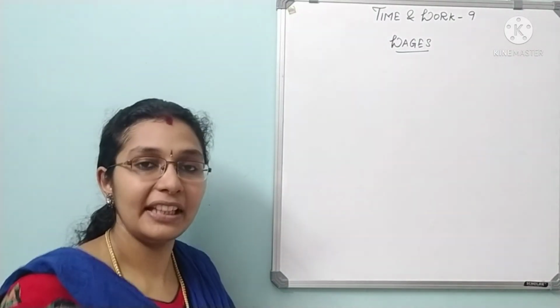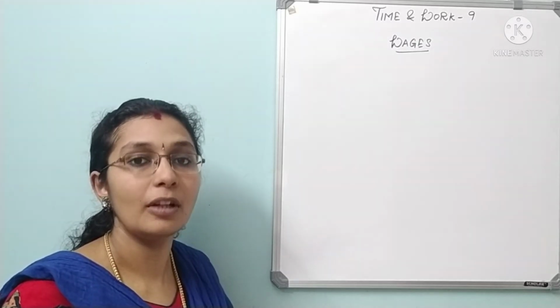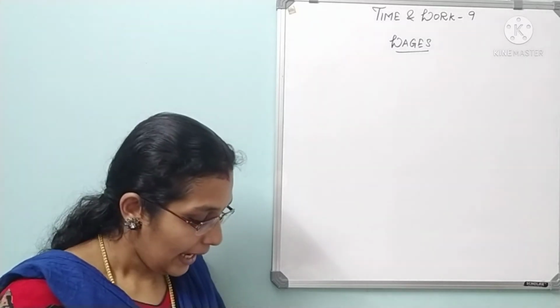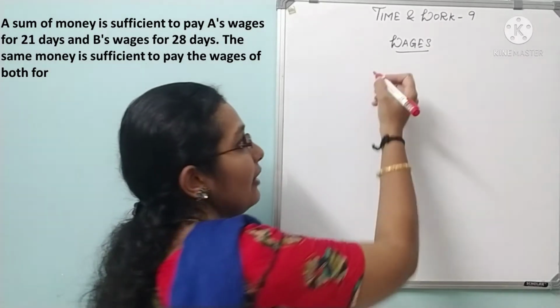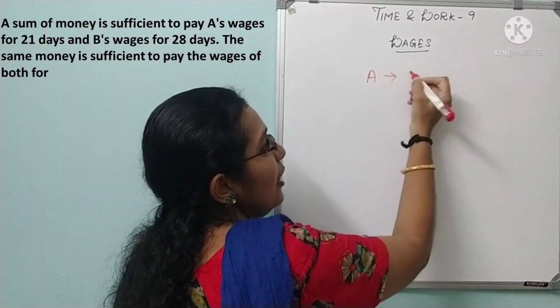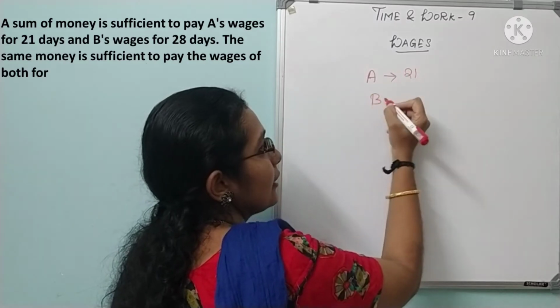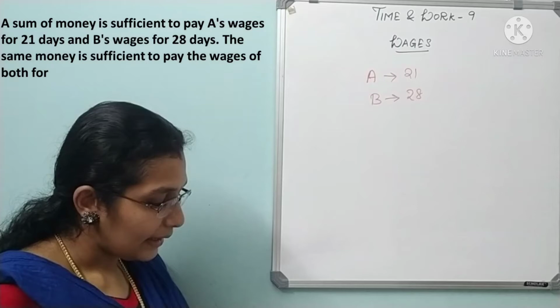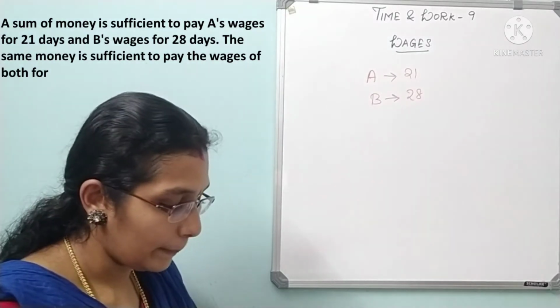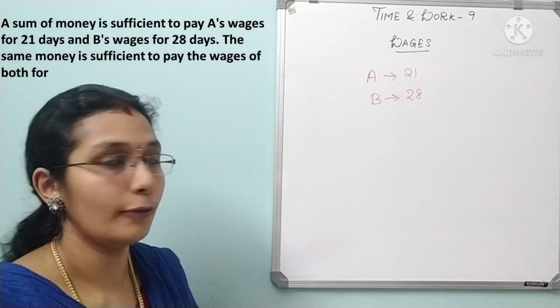Actually, it's a tricky question, but it is very easy to solve once you understand the concept, okay? A sum of money is sufficient to pay A's wages for 21 days and B's wages for 28 days. The same money is sufficient to pay the wages of both for how many days?